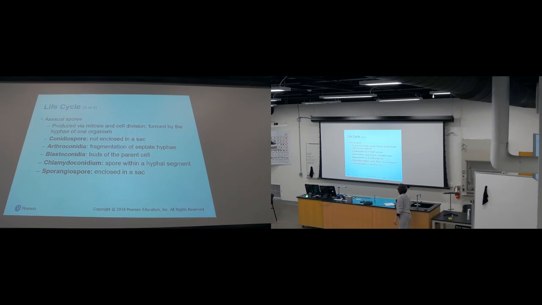And then chlamydoconidium is a spore that is found within the segment of the hyphae. And then some of them look very circular, and they're enclosed within a sac. These are called sporangiospores. If you remember from Myxococcus that has the sporangioles, it looks similar to this. It's like little spheres, but in this case, they're enclosed within a sac.